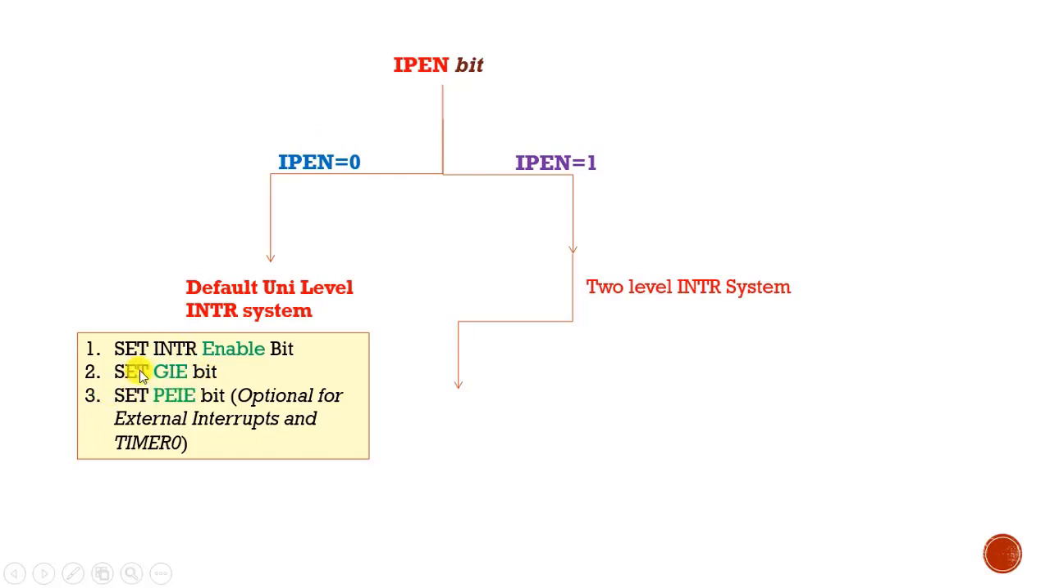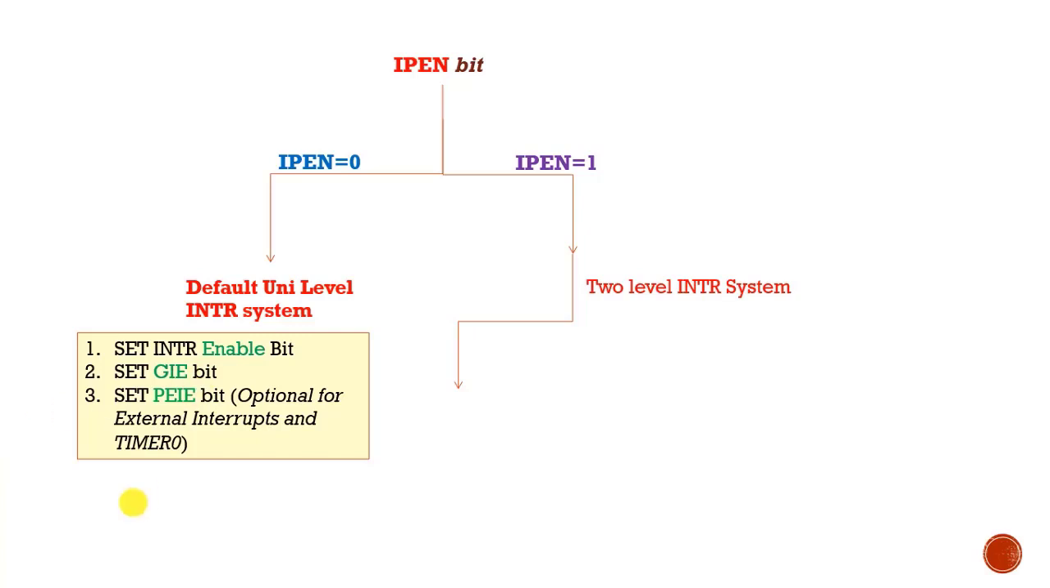We are not naming it as the GIEL bit. And the third thing that you need to do is set the PEIE bit, the peripheral interrupt enable bit. Again, we are not naming this one as the GIEH bit because we know IPEN is equal to 0. And once you have set these three bits, you are ready to generate the interrupt with the help of your specific module, if you're using Timer 0, INT0, or any other module.